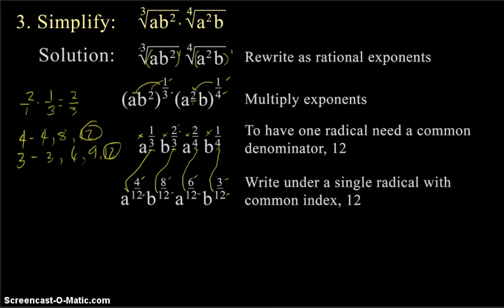And then write under a single radical with common index, 12. Okay, so 12 root of a raised to 4, b raised to 8, a raised to 6, b raised to 3. So yung mga numerator nila dyan, siya yung mga exponent nila dito. At yung 12 na common sa kanila na denominator, siya yung index nila.